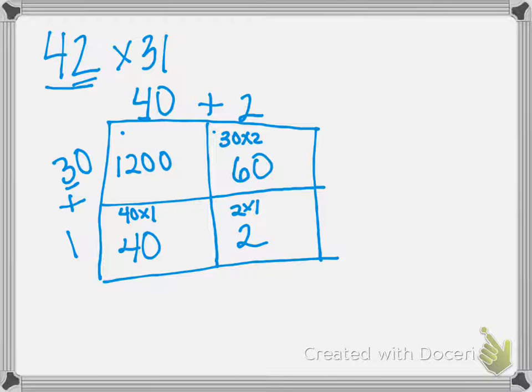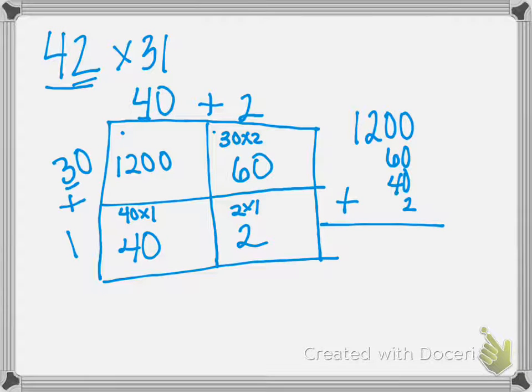And then we need to add these together. You can either add them all at once, or you can add them in groups. That's really whatever works best for you. I'm going to go ahead and add them all at once. Make sure you line up your numbers by place value, so the ones are all lined up, so that you're adding the ones to the ones, the tens to the tens, and so on. And so we end up getting 1,302.